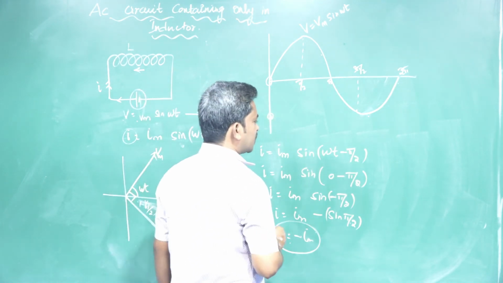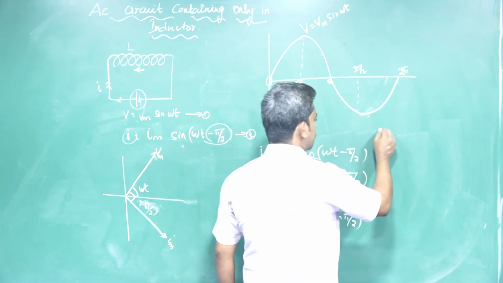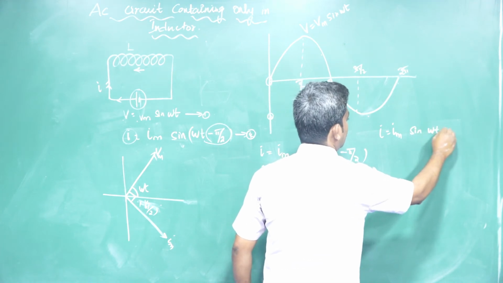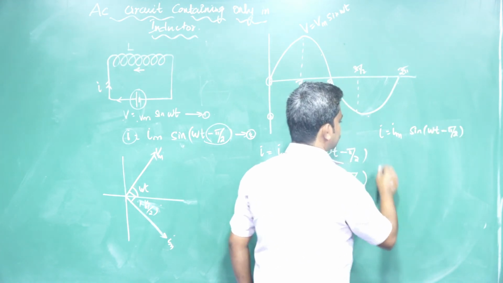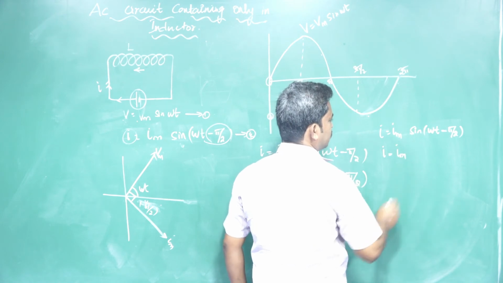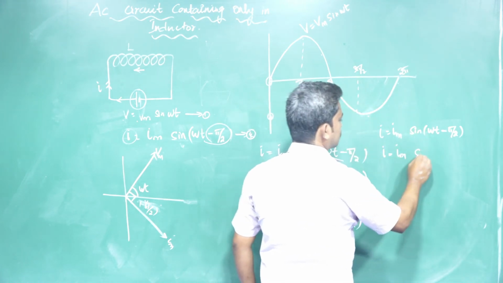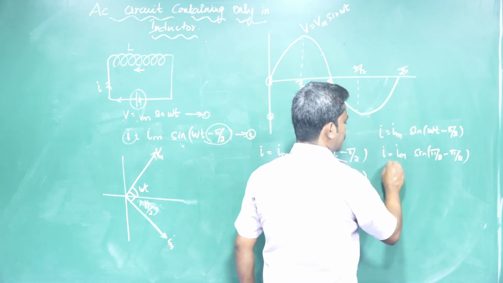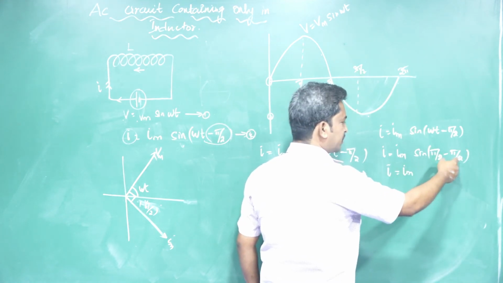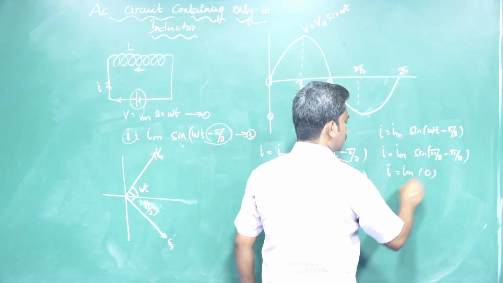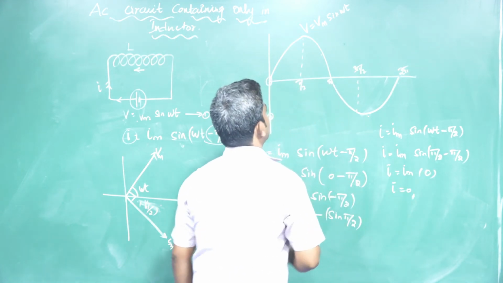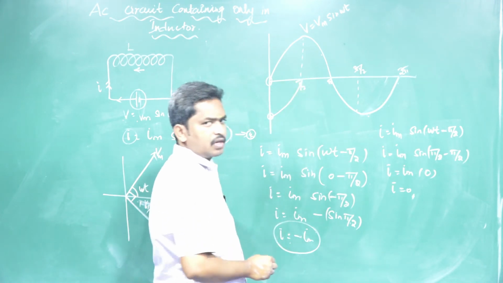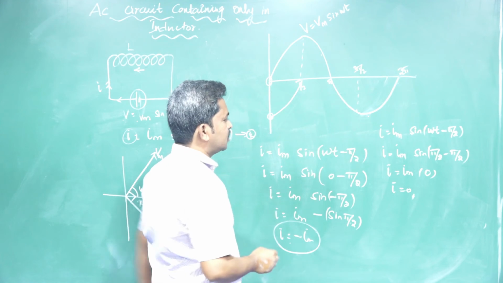And next one is omega t equal to pi by 2. What happens? I is equal to Im sin omega t minus pi by 2. This is the equation. So I is equal to Im sin, with omega t now pi by 2, pi by 2 minus pi by 2, which is sin 0. Sin 0 is equal to 0. So I is equal to 0 at pi by 2. This value goes from positive to negative. And next one is pi. What is the pi value?